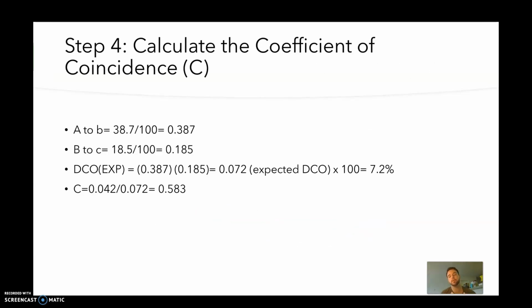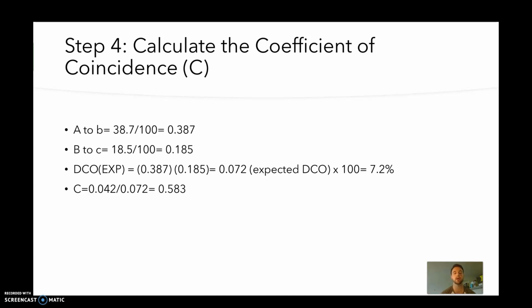Moving on to step 4, where we are able to calculate the coefficient of coincidence. A to B was that 38.7 percentage, that distance we found from A to B. We divide that by 100 to get 0.387. For B to C, it was 18.5 divided by 100 to get 0.185. And then we use those two numbers and multiply them to find our double crossover expected value. So we multiply those two numbers and we get 0.072. We multiply that by 100 to turn it into a percentage, and we get 7.2%.